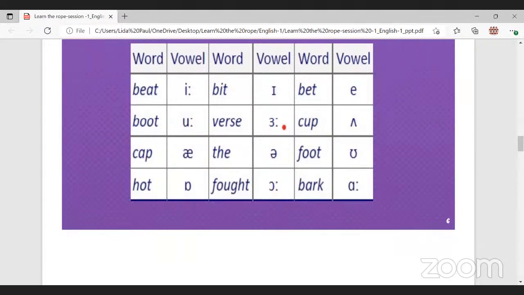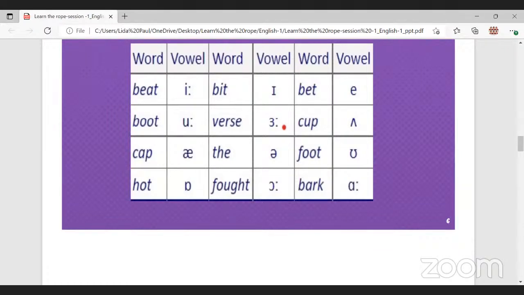Okay, so look at this one, beat. The first one is a long vowel, beat. Second one is bit, it's a short vowel. Okay, and then you have the A sound, which is bet. Okay, bet. Beat. Bit.